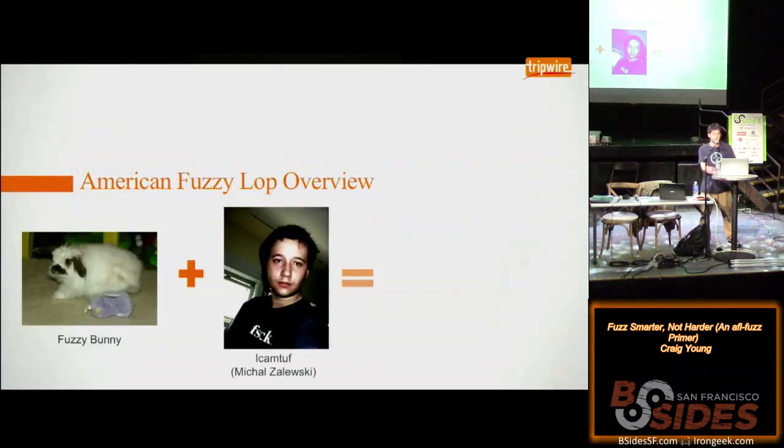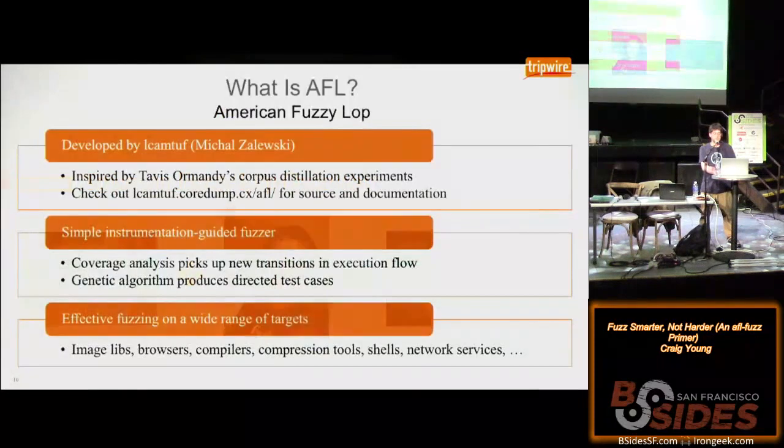So American Fuzzy Lop, this is a tool that was developed by a Google engineer. Sorry if I'm not pronouncing the name correctly, but Michal Zalewski, also known as lcamtuf. And he developed this based on some of the research that was going on showing how you could use GCOV specifically to look over a set of test cases and figure out what the most valuable test cases were based on coverage, and that this would lead to more valuable fuzzing efforts.